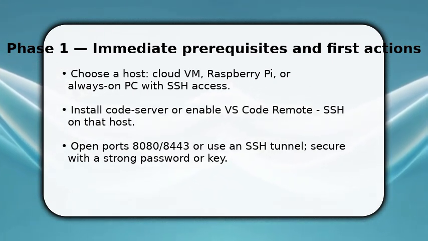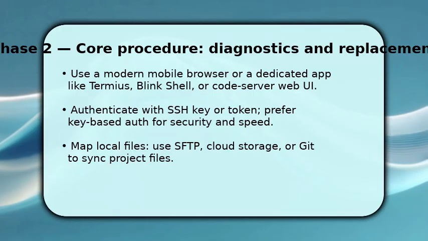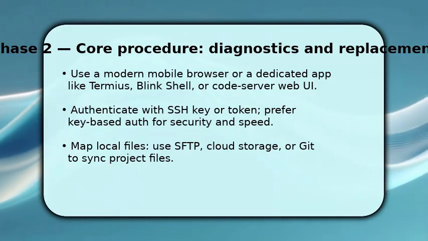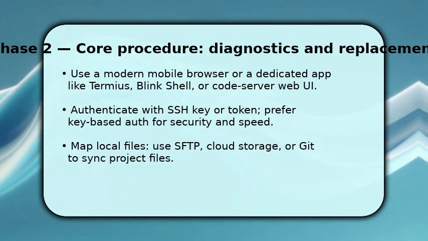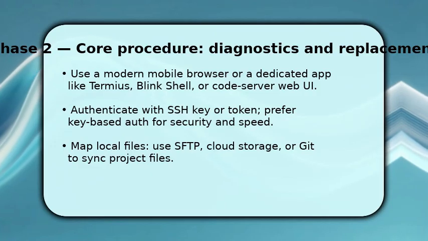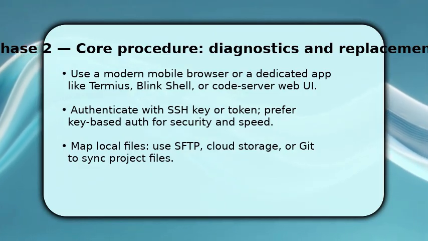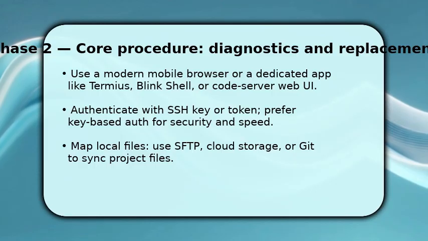Next, connect from your phone. Open the Code Server web UI in a modern mobile browser, or use an SSH client app, Termius or Blink Shell, to forward ports and authenticate. Enter your SSH key or token. Once authenticated, you'll see the full VS Code interface in the browser.